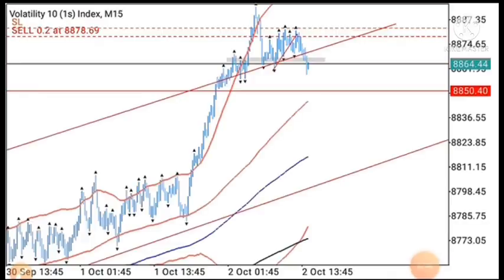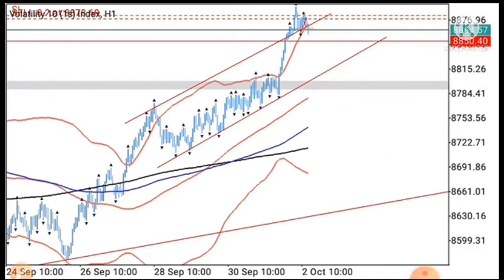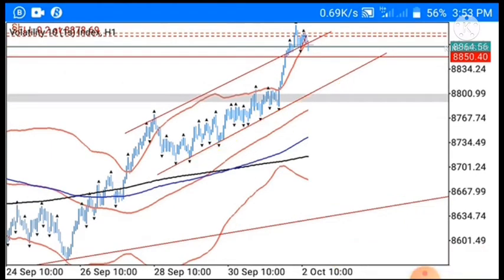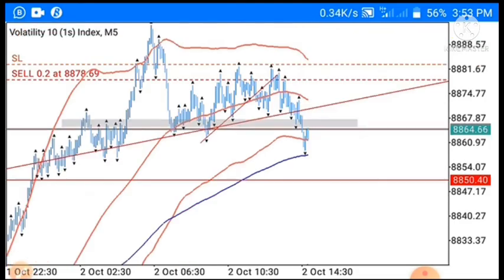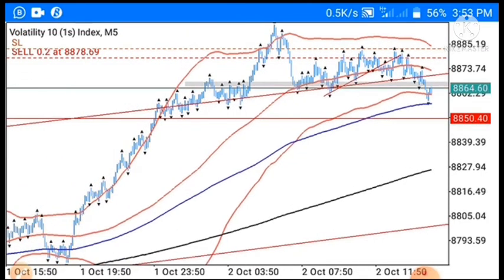Thank you very much. So if not, we are going to take this market from there till you can see this other trend line I drew here. We are going to take the sell from there to somewhere around here.